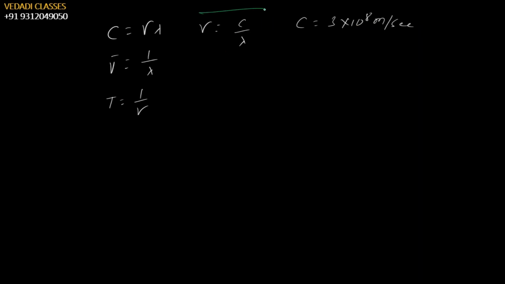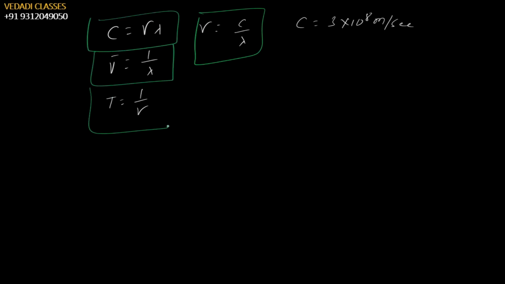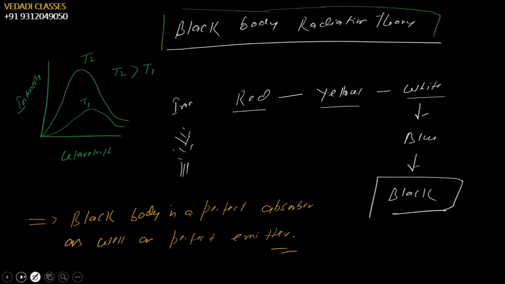This is the formula, and on the basis of this formula you have to solve direct questions. Direct questions come in the CBSE, but you should keep in mind the value of velocity of light. This is 3 into 10 power 8 meter per second.